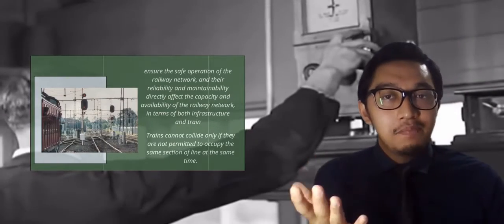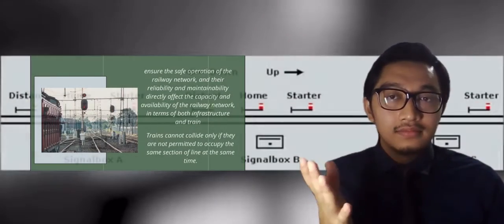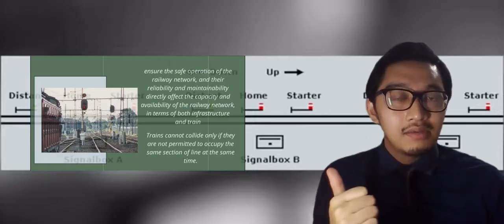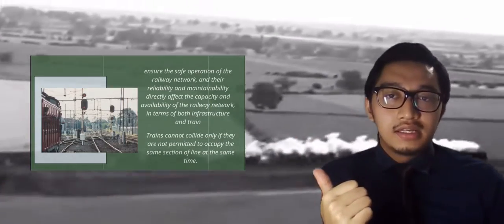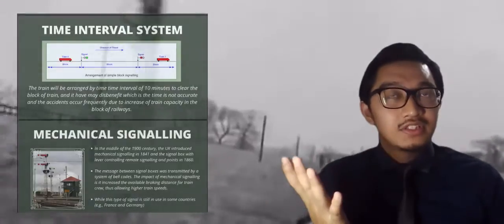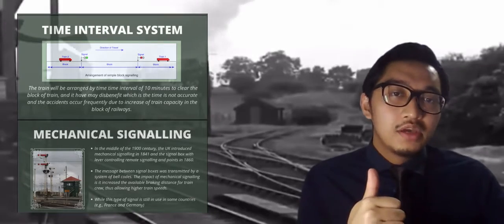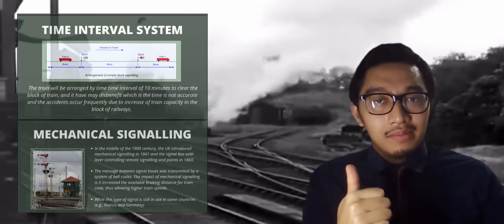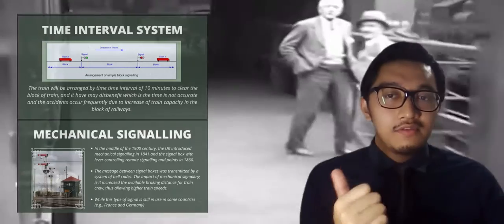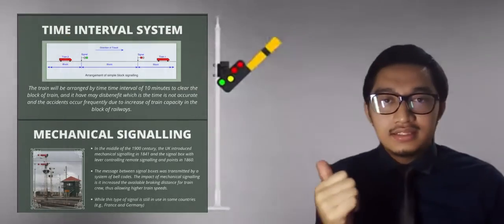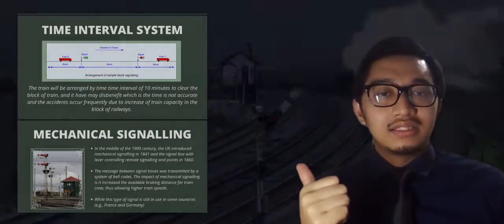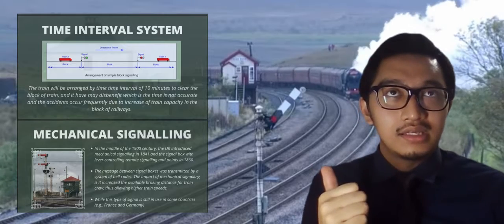Next, we will discuss the impact of mechanical signaling on the railway industry. Railway signaling systems ensure the safe operation of railway networks with their reliability and maintainability. They really affect the capacity and availability of the railway network in terms of both infrastructure and trains. Versions of signaling known as the time interval system, in which trains were arranged by a time interval of 10 minutes to clear the blocks of train, and signals with lever-controlled remote signaling and points, came in 1860. The impact of mechanical signaling is that it increased the available braking distance for train crews, thus allowing higher speeds.